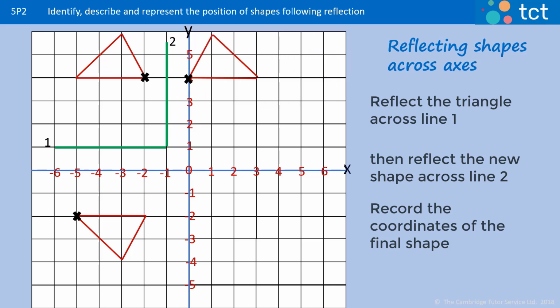Finally, I need to write down the coordinates of the latest triangle. First point, here, that's 0 across the x-axis and 4 up the y-axis. So that's 0, 4. The next point, it's 3 across the x and 4 up the y. 3, 4. And the final point at the top is 1 across the x and 6 up the y. 1, 6.